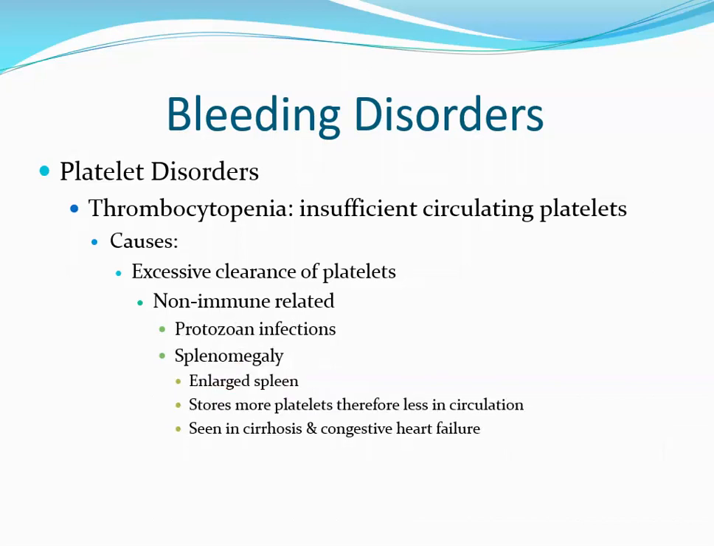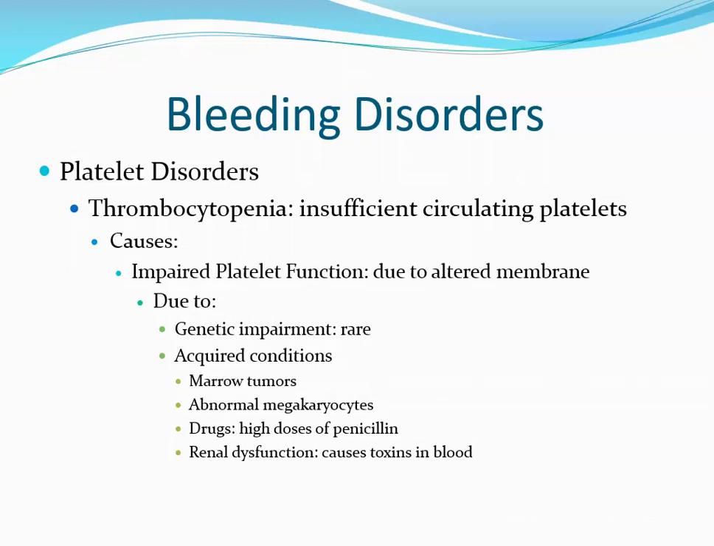Protozoan infections often damage the platelets so they don't respond properly. And splenomegaly, which is an enlarged spleen. As I said before, the spleen is like a sponge. It will take up and store these platelets. The more that are stored, the less we have in the general circulation. This is commonly seen in liver conditions such as cirrhosis, and it can also be associated with congestive heart failure.